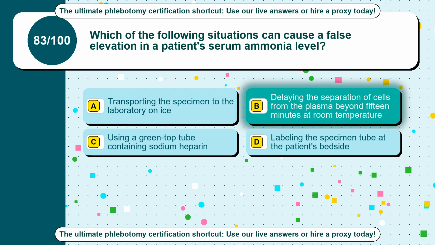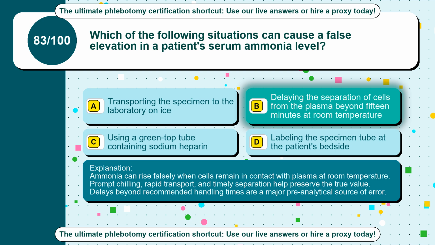The correct answer is option B. Delaying the separation of cells from the plasma beyond 15 minutes at room temperature. Ammonia can rise falsely when cells remain in contact with plasma at room temperature. Prompt chilling, rapid transport, and timely separation help preserve the true value. Delays beyond recommended handling times are a major pre-analytical source of error.